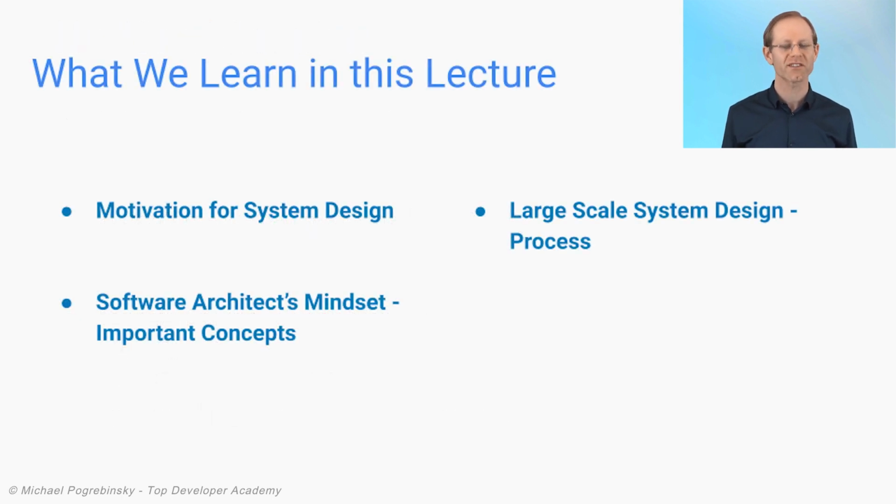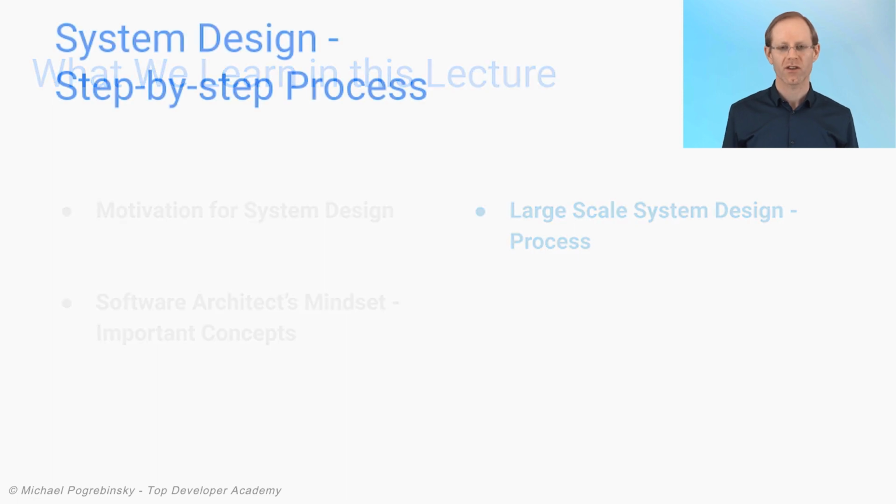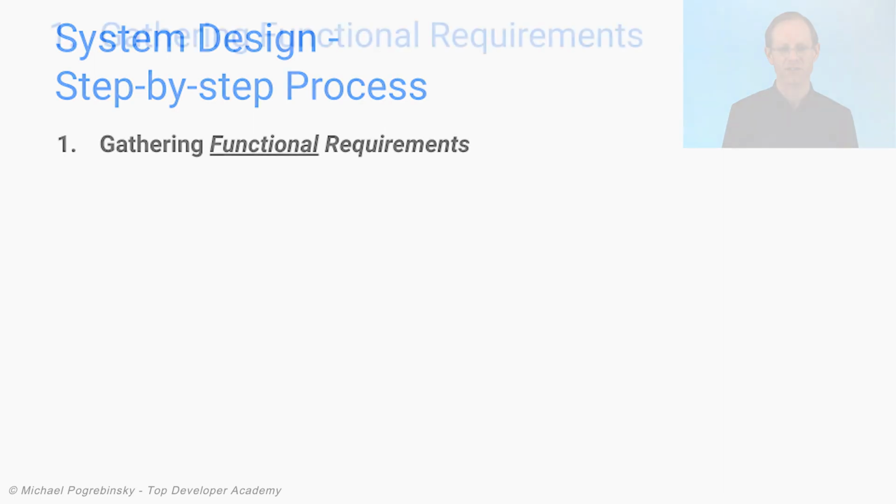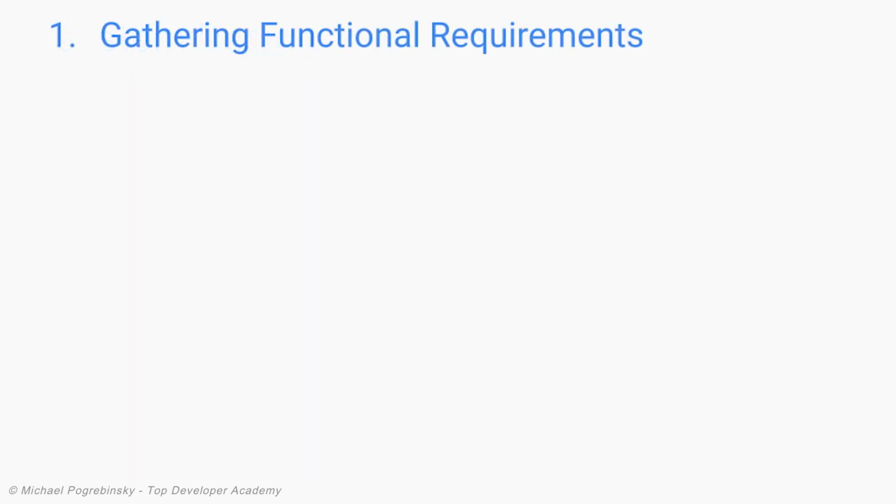So now that we got some high-level motivation, let's talk concretely about the 5-step design process we're going to follow. The first step in our design process will always be gathering the functional requirements. Since large-scale systems are very complex, there's always a lot of ambiguity when the problem is presented to us by the client, our manager, or our interviewer.